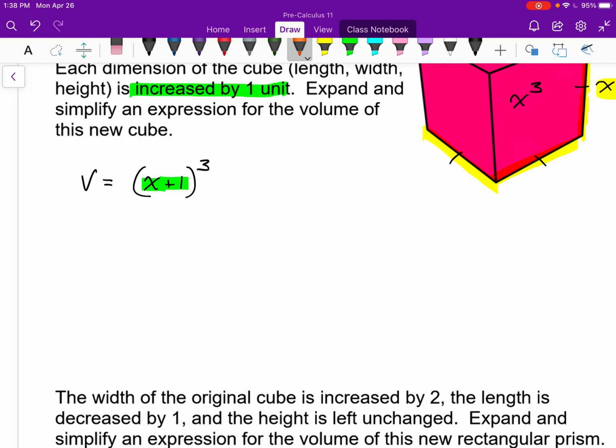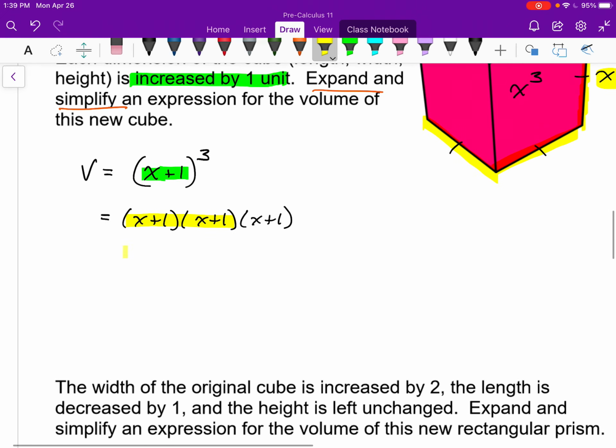It does say expand and simplify. That means I want to first write all this out. So x plus 1 times x plus 1, 3 times. And so the expanding part will take me a few steps. First I'll go x plus 1 times x plus 1, which again should take 1, 2, 3, 4 steps. And again, each of these steps is not difficult, but just kind of annoying because there's so many of them.